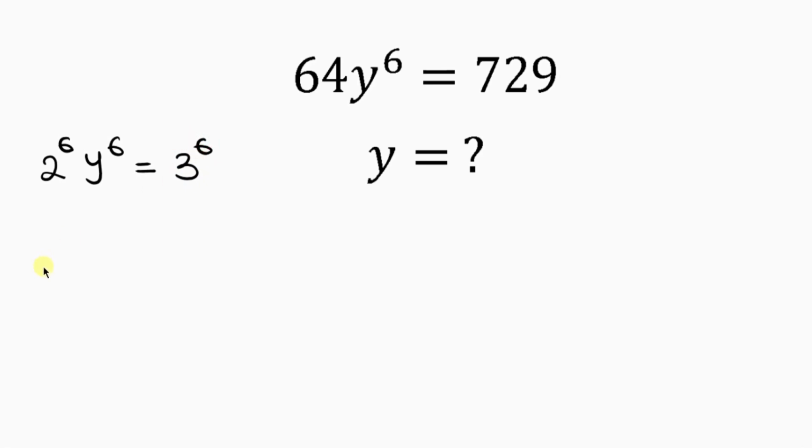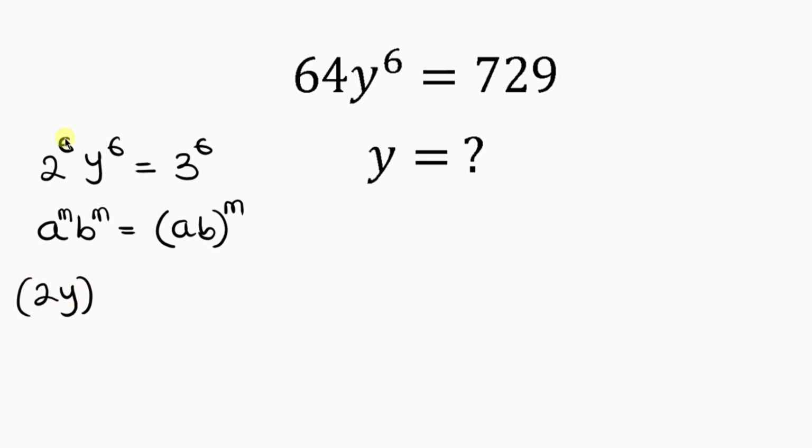Very good. Now our next step will be for us to apply the law of indices on the left hand side. The law of indices which says when I have, for example, a to the m times b to the m, as long as they have the same exponent, this can be combined. So it can be written as ab all raised to the m. So we're going to be writing this in this form. So this becomes 2y all raised to the common exponent 6. And this is equal to 3 to the 6.